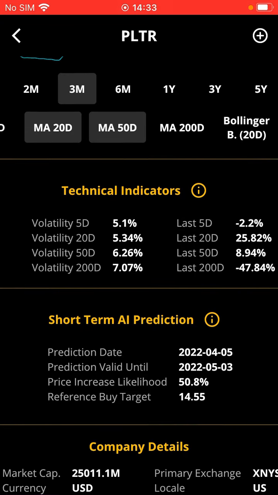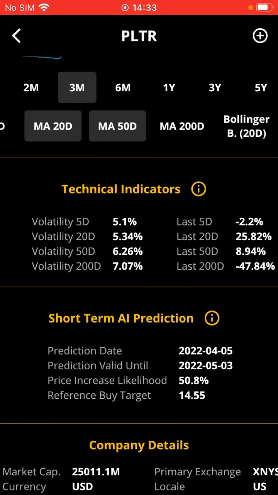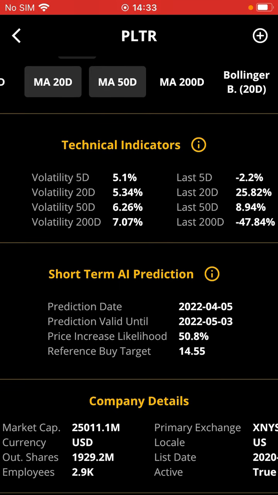And if we have a short look at the short-term AI prediction for the stock itself, the prediction was made on the 5th of April and is valid until the 3rd of May. And the price increase likelihood happens to be 50.8%, and the reference buy target is $14.55.